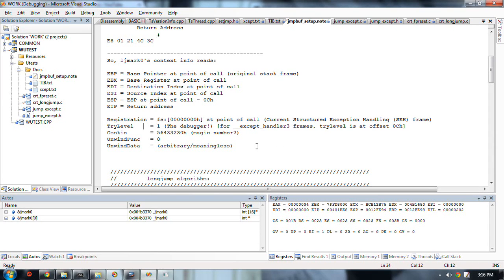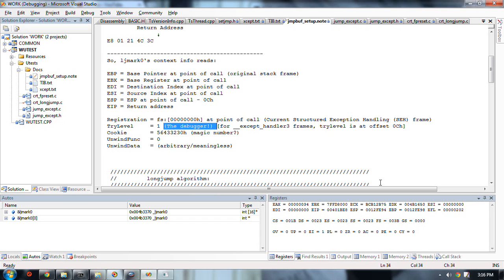Like I said, there's a kind of linked list with the structured exception handling, and there's a chain. There's a linked list of handlers, and the 0th one is at this position. This is what they call the 0th frame, and there are more and more frames. Try level is at 1. Now, I thought this might be the debugger, but actually that is not true.